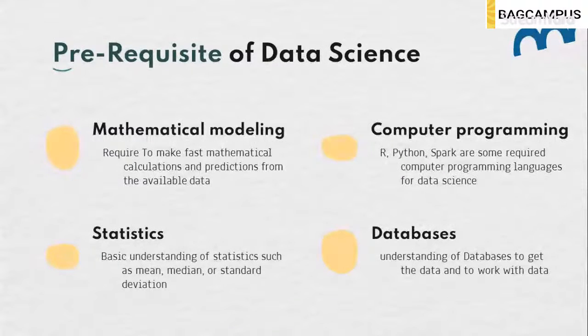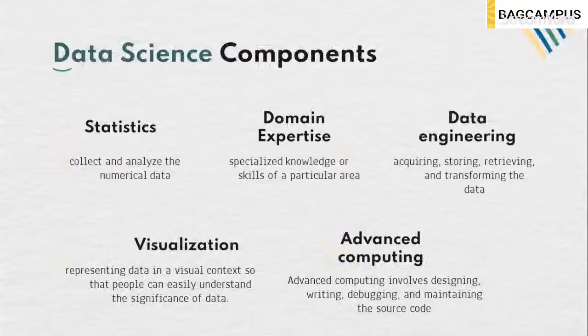We learned about the prerequisites of data science, such as mathematical modeling, computer programming, statistics, and databases. We learned that we require fast mathematical calculations and predictions for the available data with the help of mathematical modeling. We need a basic understanding of statistics such as mean, median, or standard deviation, and we are also going to discuss that in today's session. We need basic knowledge of computer programming, like the Python programming language, which is used for data science, and database understanding to get the data and work with data. We also learned about data science components: statistics, domain expertise, data engineering, visualization, and advanced computing.